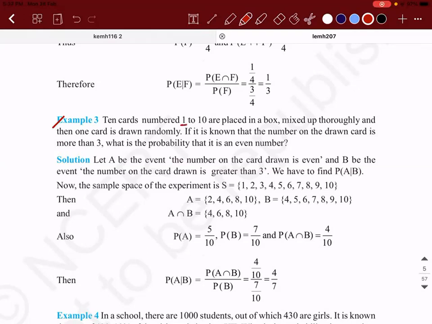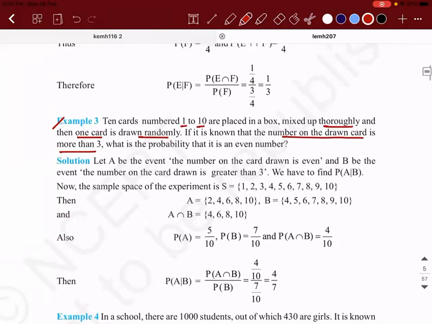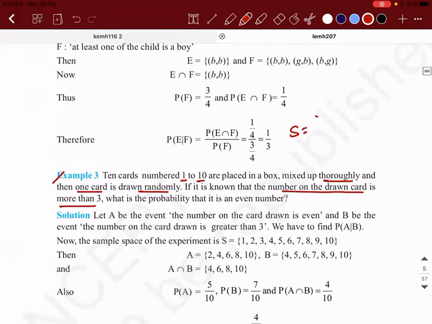So 10 cards numbered 1 to 10 are placed in a box, mixed up thoroughly, and one card is drawn randomly. It is known that the drawn card is more than 3. What is the probability of a number? So how to solve? So sample space, I told you, right? Always start with the sample space. 1, 2, and so on till 10.